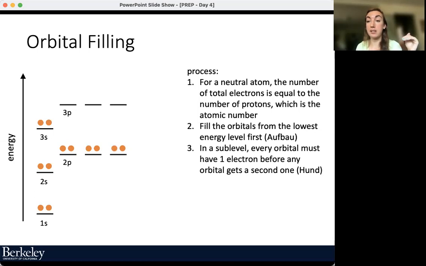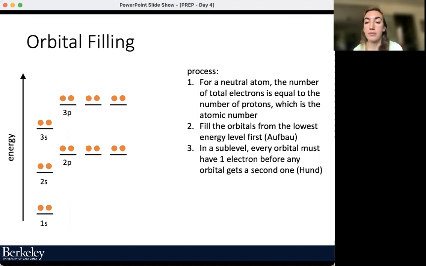So now 3s is full, and I move to 3p. And I'm doing exactly the same thing I did on 2p. So I'm going to put 1, 2, 3 electrons in each of the 3 p orbitals, and then I can put the second one in. Does this make sense? Does anybody have any questions?